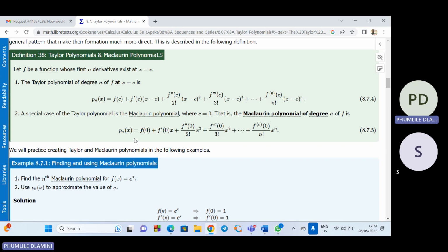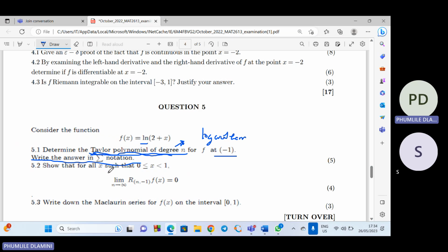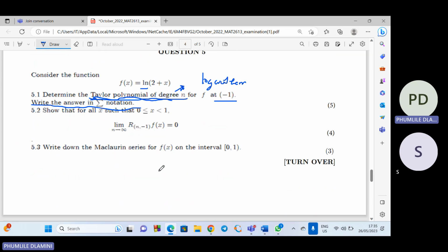So let's say, for example, the other question states: show that for all x such that x is greater than or equal to 0 and x is less than 1, the limit as n approaches infinity of R_n of x equals 0. In this one, when you show this, you have to know what R_n is. Do you know what R is? No. Okay, the R_n there is talking about the Riemann sum.